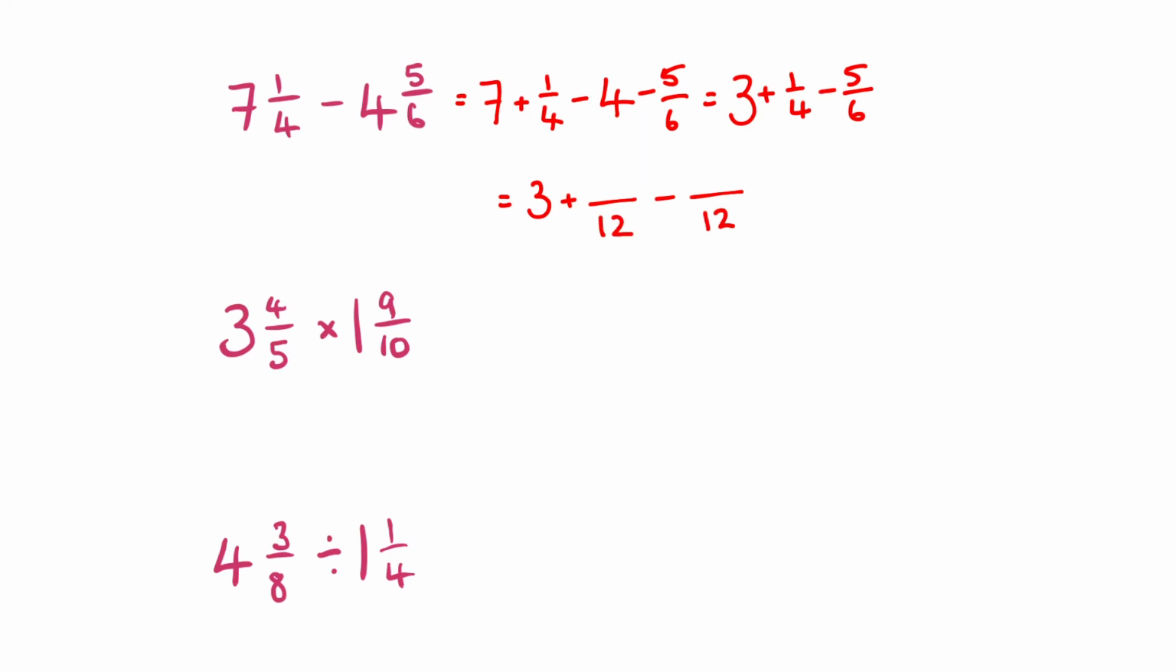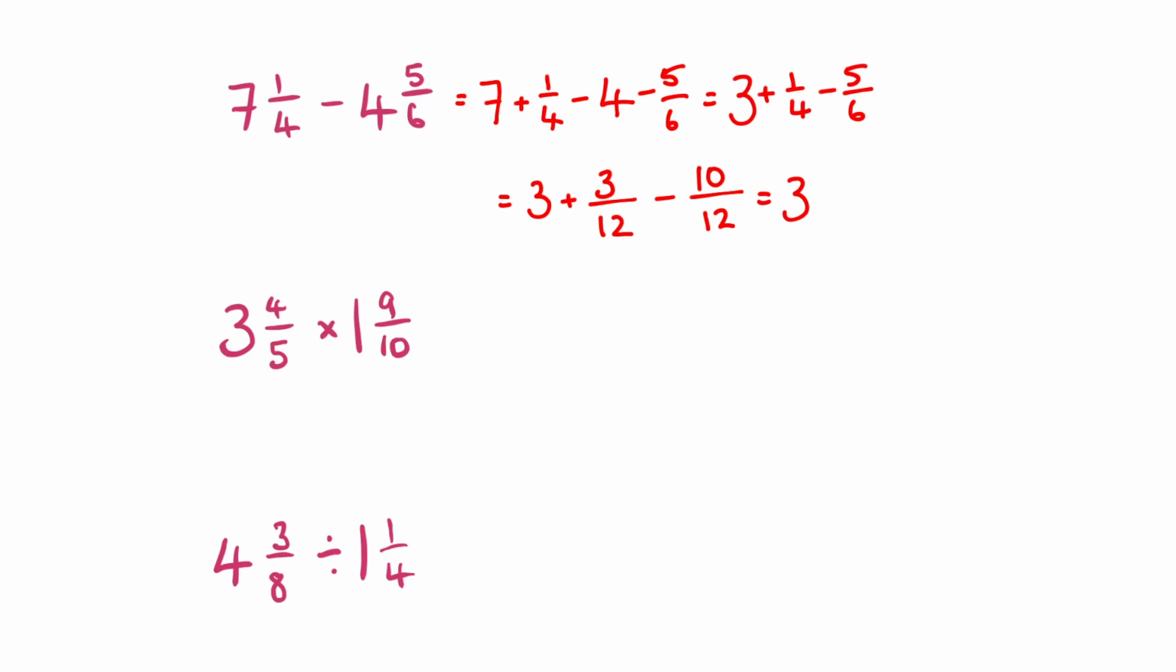Okay, so we just look at what we've been multiplying by and create our equivalent fractions. So 4 times 3 is 12, so we need to do 1 times 3 on the top there. Then 6 times 2 is 12, 5 times 2 on the top is 10. So we've got 3, and then we're adding 3 12ths, but taking away 10 12ths.